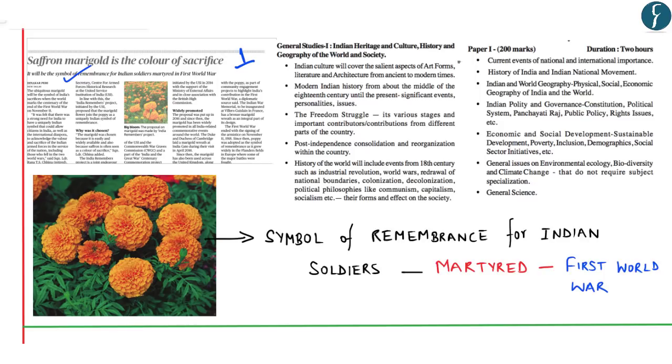Now this particular topic in our prelims examination can be covered in the current events of national and international importance as well as history of India, and in your mains examination this forms a part of GS paper 1 under Indian heritage and culture as well as history of the world including the world wars. So in this analysis, let us discuss very briefly marigold as a color of sacrifice and certain basics with respect to the First World War.